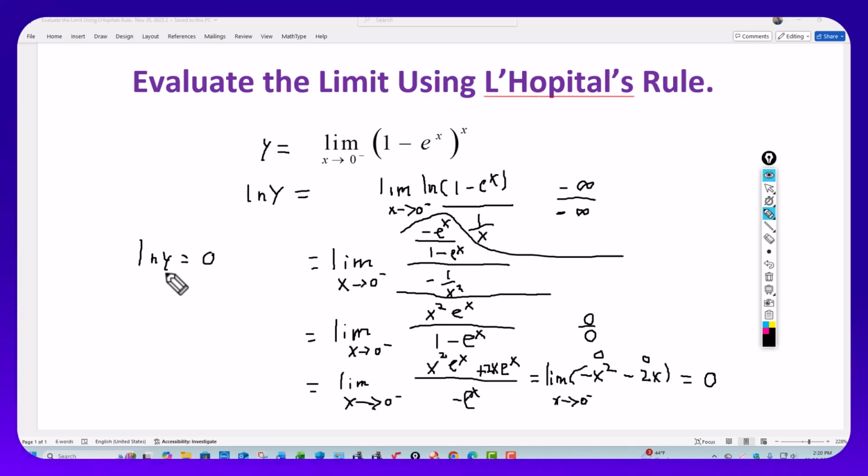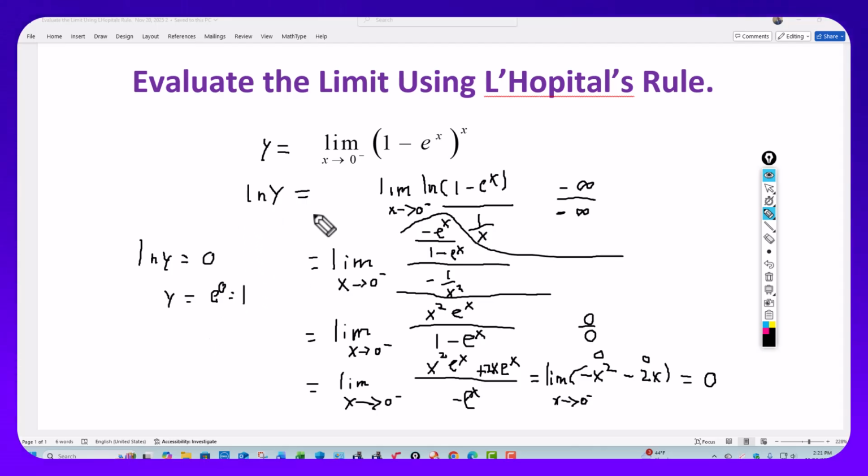Now let's simplify this further. The base here for ln is e. So applying your definition of log, in this case natural log, y has to equal this base, which is e, taken to the 0 power. That's equal to 1. So y is equal to 1.